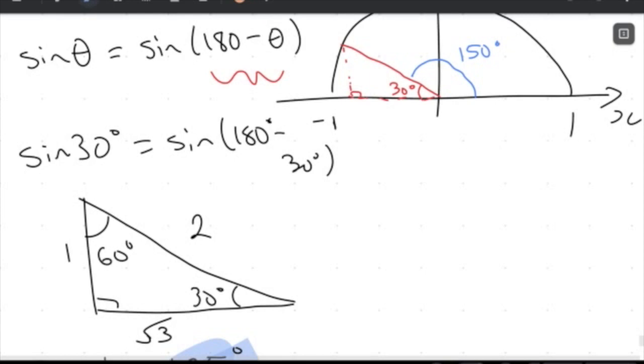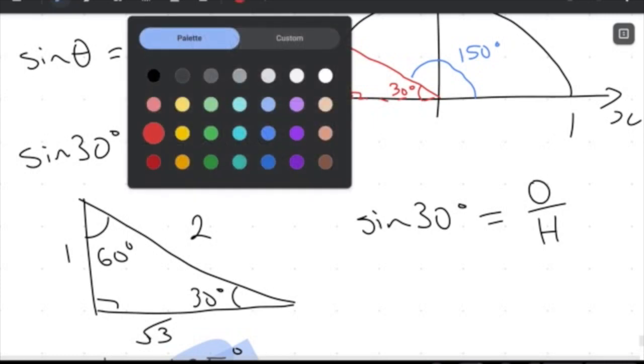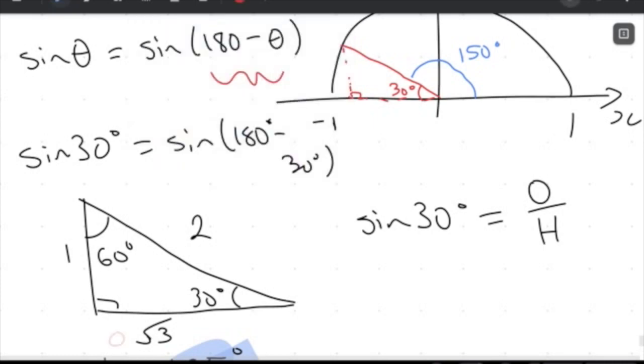Beautiful. So now I'm essentially looking for sine of 30. With SOHCAHTOA, the sine of 30 degrees is equal to the ratio of my opposite over my hypotenuse. My opposite is here, my hypotenuse is here, my adjacent is here. So I'm looking at the sides of 1 and 2 here, and that's what I'm going to substitute in. So my sine of 30 is going to be my opposite 1 over my hypotenuse of 2.